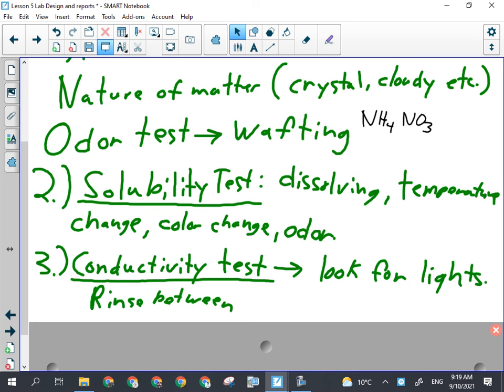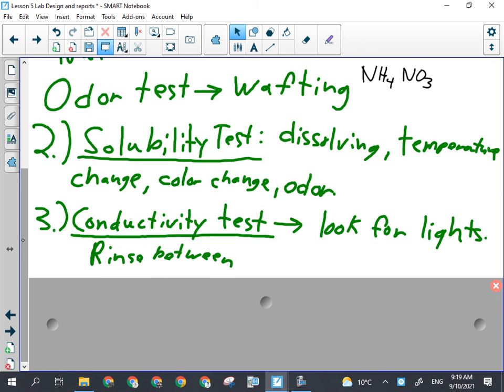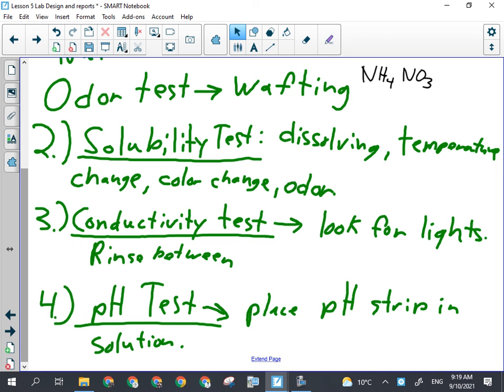Once I've done the conductivity test, I have one test left, and I have to do this one last because it will chemically alter the solution. That test is the pH test. Once I stick litmus paper into the material, it changes it chemically. It's a chemical reaction because there's a color change. So for the pH test, just place the pH strip in the solution, and then you compare it to the little color chart on the bottle.